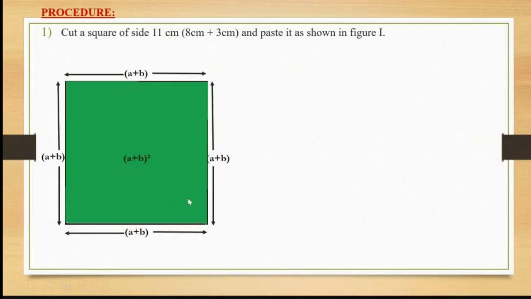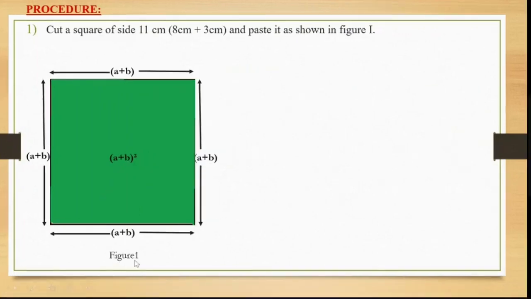So this is a square of side a + b. Length is a + b, breadth is also a + b. 8 + 3, 11 centimeters square I have made. And the area of this square becomes (a + b)². So this becomes my figure 1, while doing the work in the file.